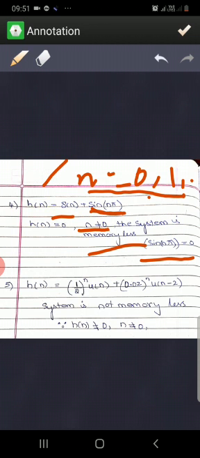Now let us take another example, the fifth one. h of n is equal to (1/2) whole raised to n, u of n plus (0.02) whole raised to n, u of minus n. Only if this were asked in this problem, the system would be memoryless. But here, if you observe u of n minus 2, it exists from 2 to infinity. Therefore, h of n is not equal to 0 for n not equal to 0, so the system is not memoryless.